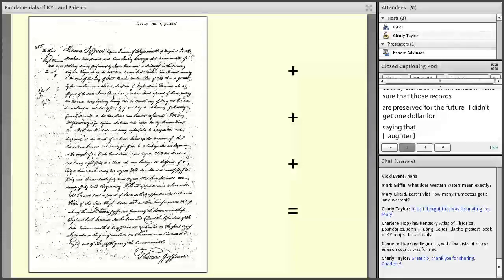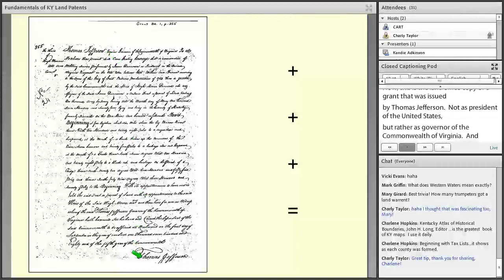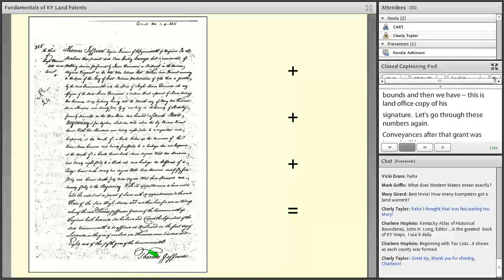All right, now, this is the land office copy of a grant that was issued by Thomas Jefferson, not as president of the United States, but rather as governor of the Commonwealth of Virginia. And he is granting title to a particular tract, metes and bounds, and then we have, this is the land office copy of his signature here. But let's go through these numbers again. Conveyances after that grant was issued will be housed on the county level with the county clerk. Hopefully those records are still available.